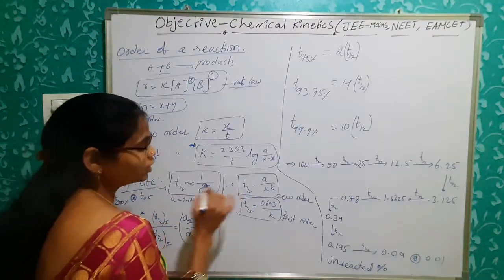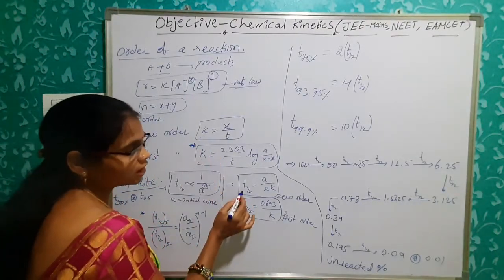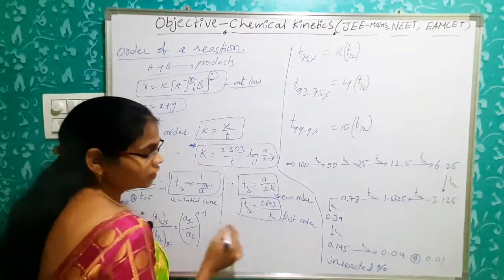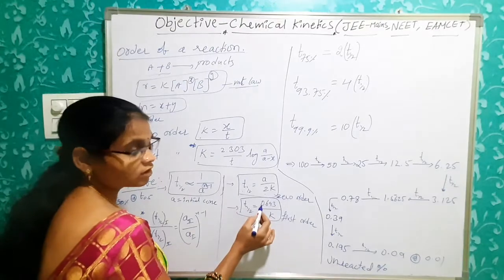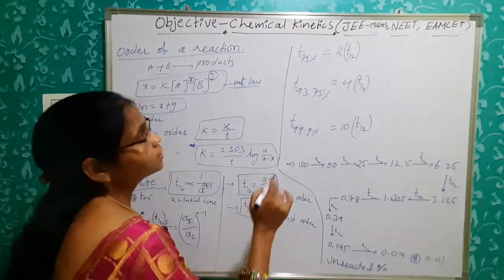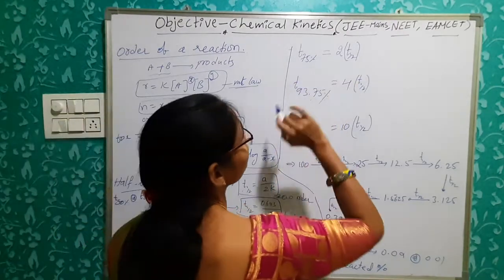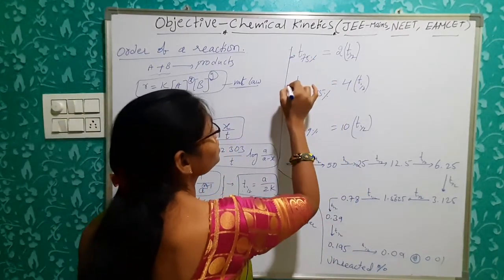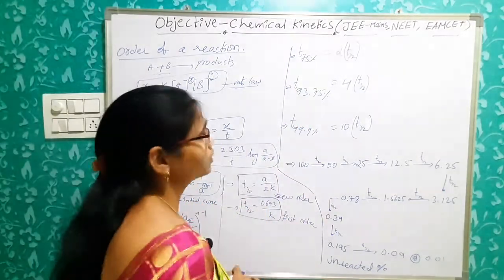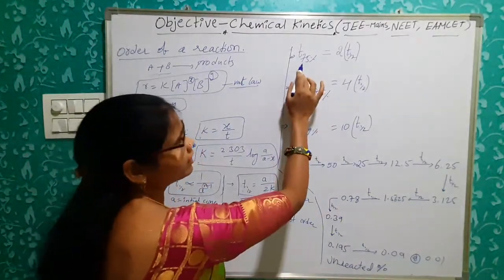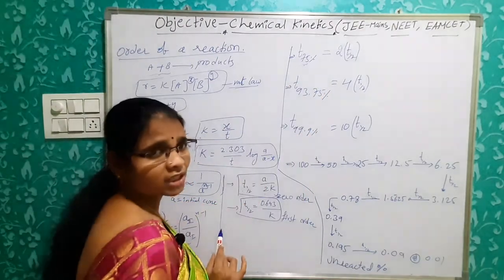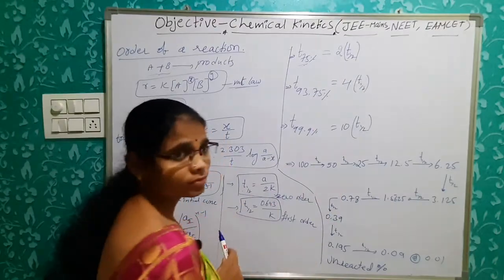These are the T half values. For zero order reaction, T half equals A by 2K. For first order reaction, T half equals 0.693 by K. Remember these points also, as they are very useful for our objective bits. T 75%, the time required for completion of 75% of the reaction, is nothing but 2 T halves.